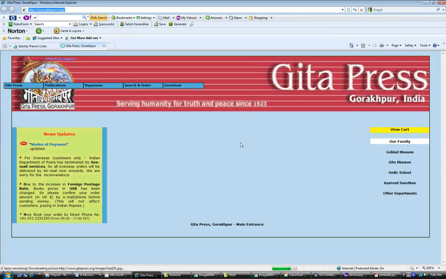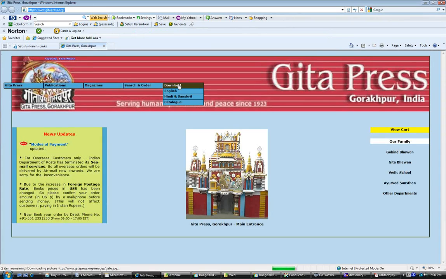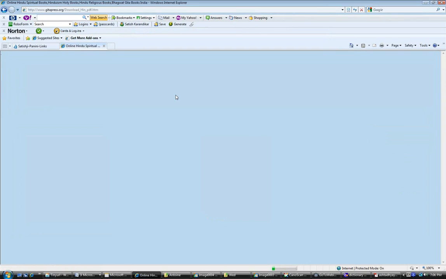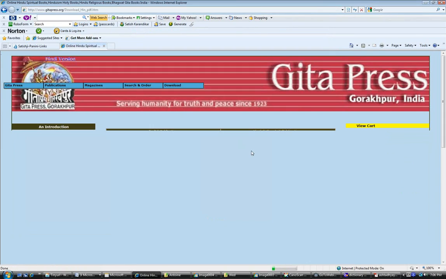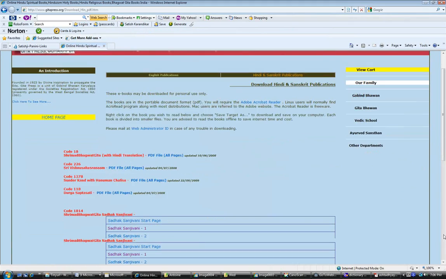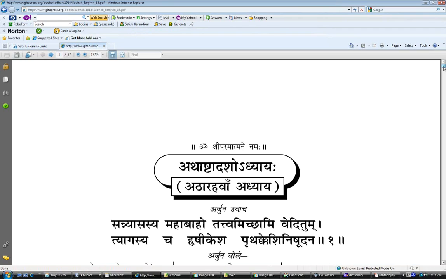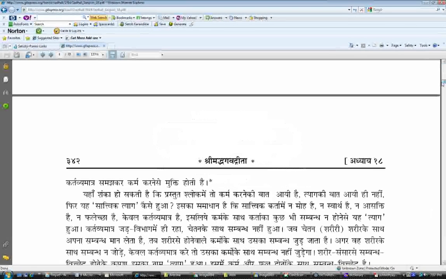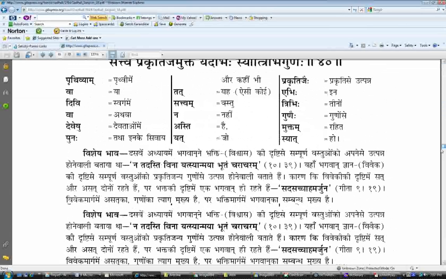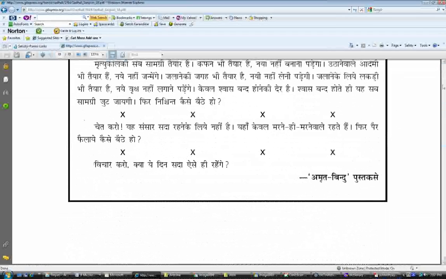Anyway, it's the very last shloka. See, when you go to the Gita Press website, go to download, go to Hindi and Sanskritam, go there, and there you'll find this entire Gita. What I'm talking about is the very last shloka of the last chapter. Yatra yogeshwaraha krishno yatra partho dhanurdharaha, yatra shreer vijayo bhutir dhruva nitir matir mama.